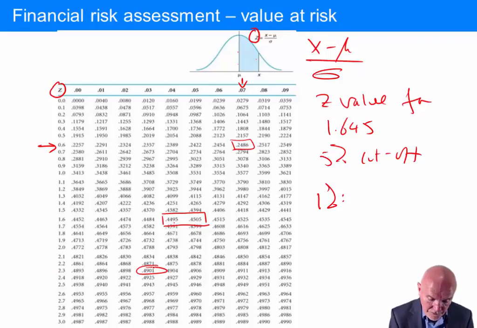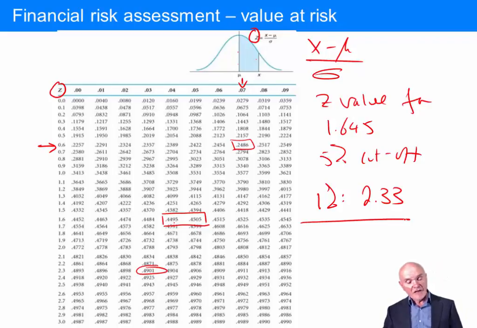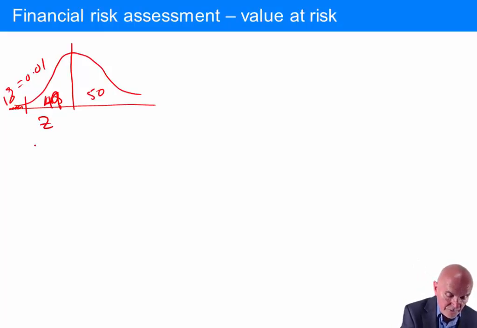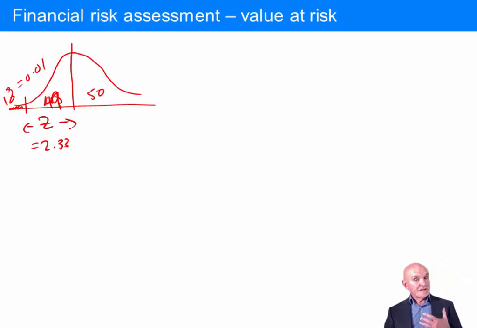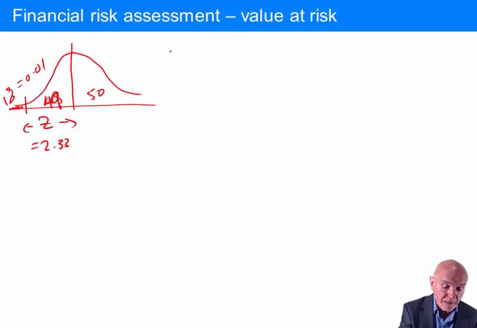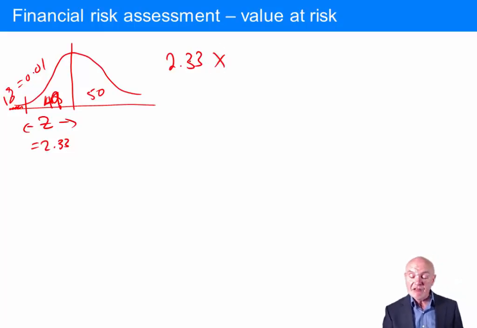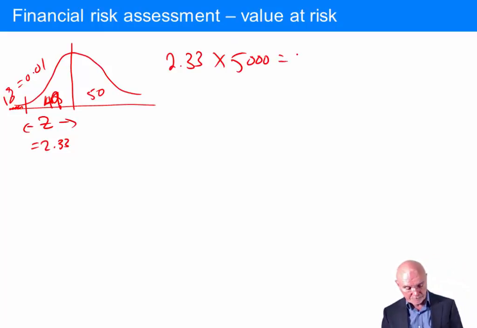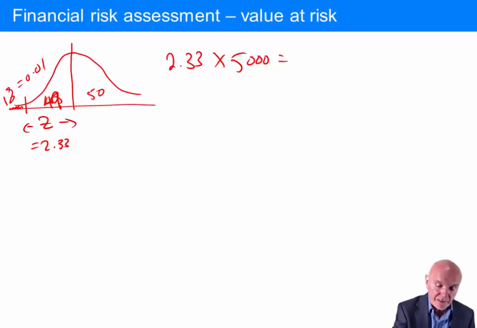So it's 2.33. So the Z value, which splits up the population, or splits up your values here, is 2.33. So how much is this in terms of the actual loss you might make? It's going to be 2.33 times the standard deviation which we're dealing with. I think it said the standard deviation was 5,000. $11,650.